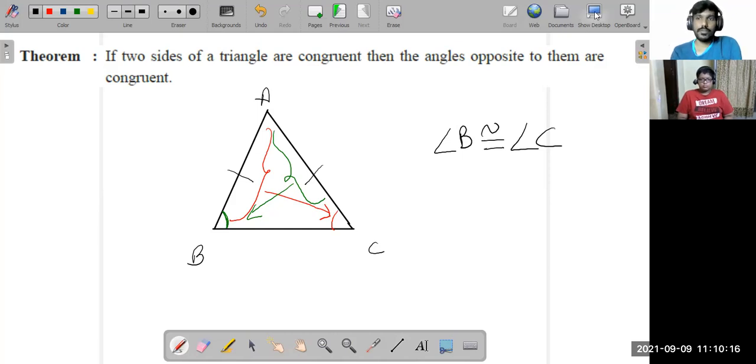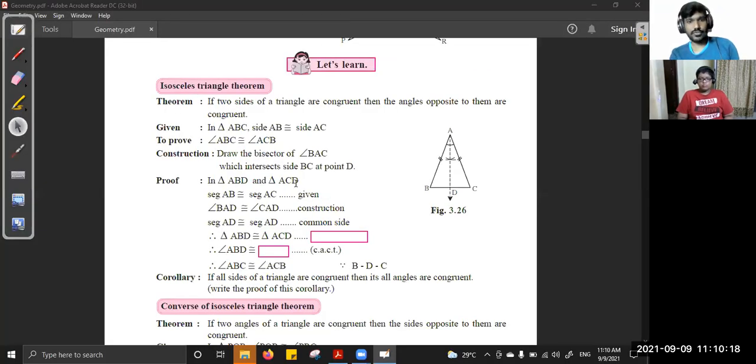Okay, so we'll see the proof. The proof is very simple. It uses the concept of congruency. So if you see, first what is done is a perpendicular is drawn.